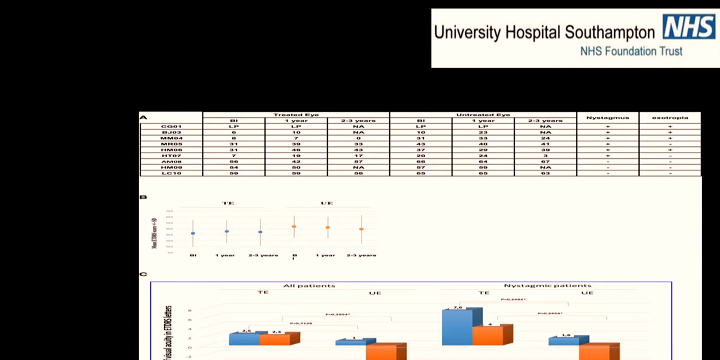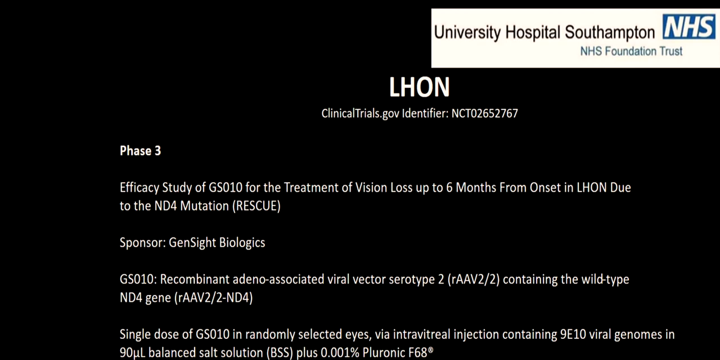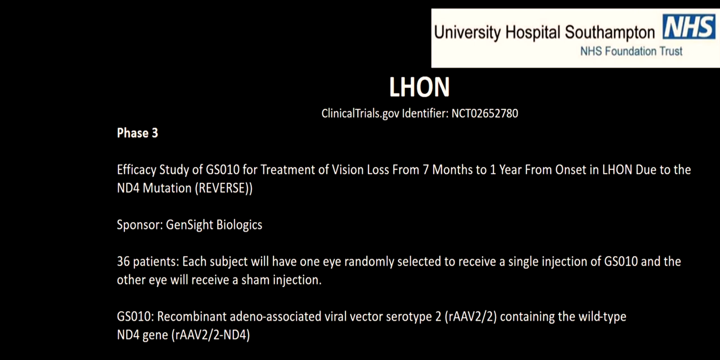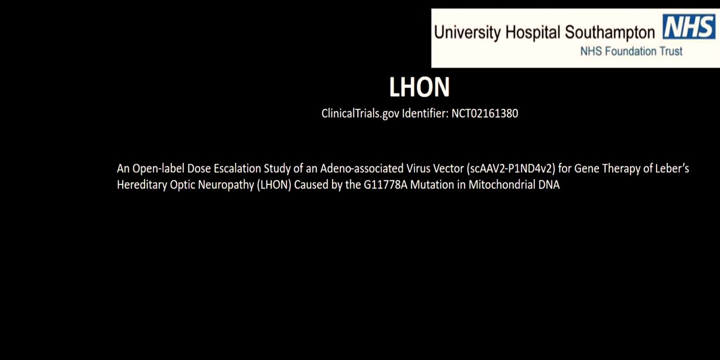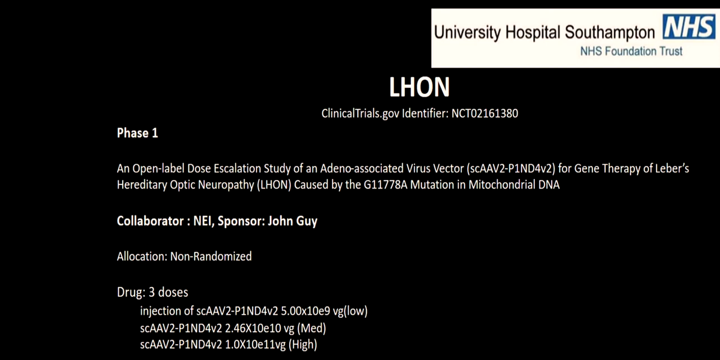There are still other Leber hereditary trials which are recruiting at the moment. There are two trials from the same group. One is a rescue trial and one is the reverse trial, both sponsored by Genset Biologics. Importantly, they are looking at intravitreal injections, and the first study is looking at visual loss when it has occurred up to 6 months' time, and the reverse arm is looking from the onset of 7 months to 1 year. In the reverse arm, they're recruiting 36 patients, so we actively wait for their results. The National Eye Institute is also supporting one of the trials, which is ongoing. Again, there are three different doses being trialed. So there are different organizations working independently, looking at gene therapies for Leber.